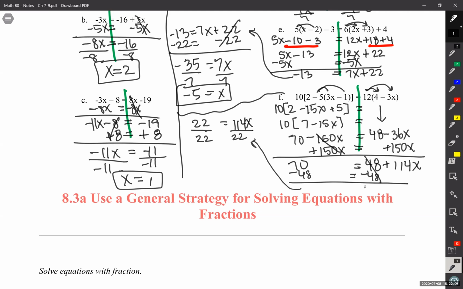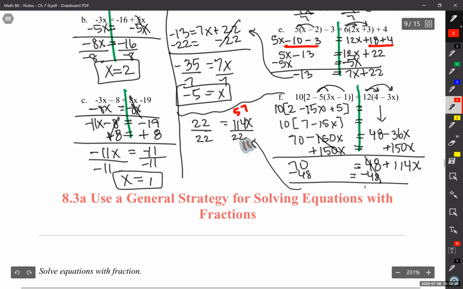This 2, they're both even. 2 will go into it. So 114 divided by 2 is 57. 22 divided by 2 is 11. Oh man, I did this upside down. All right, hold please. Let me just erase.